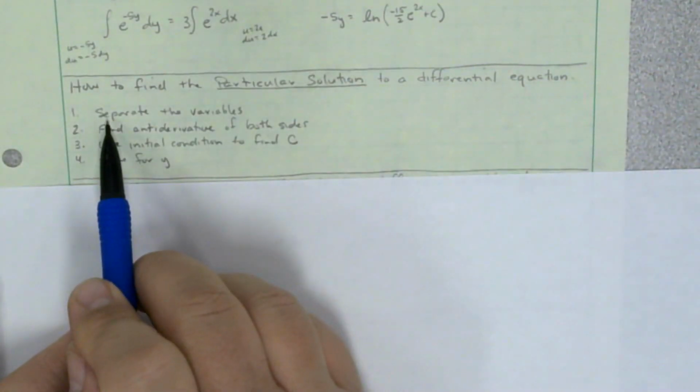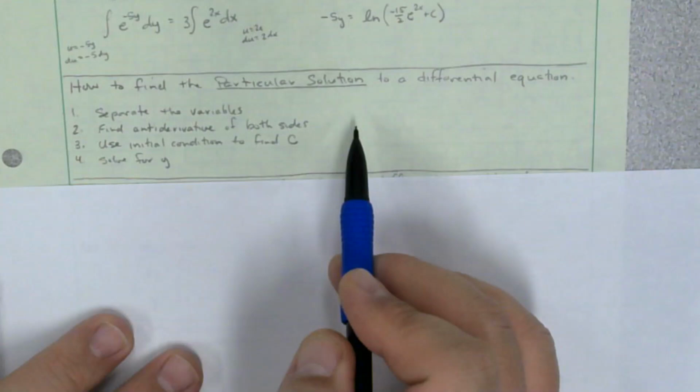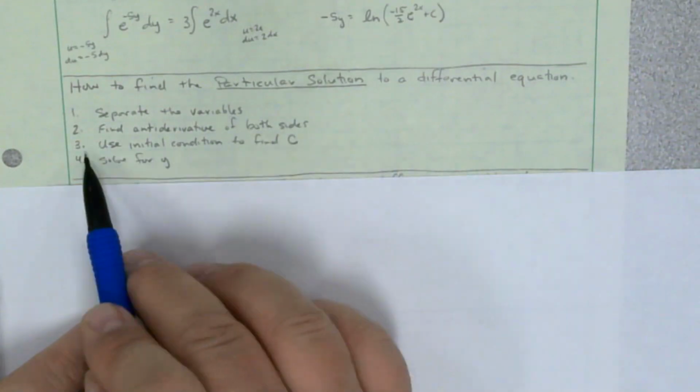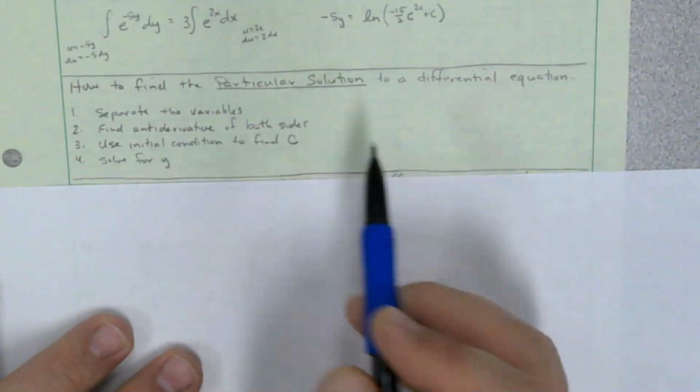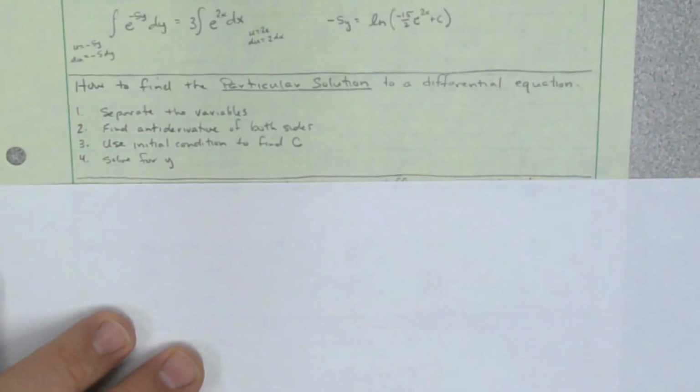So the first step is to separate the variables. We're going to antiderivative both sides. And then once we do that, then we're going to find the value of C using initial conditions. Once we have that, then we continue on and solve for y. So that's what we're going to do. So let's go do that.